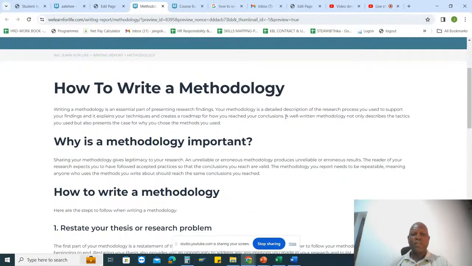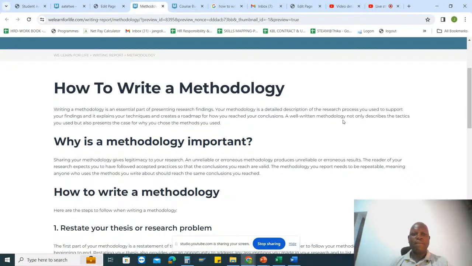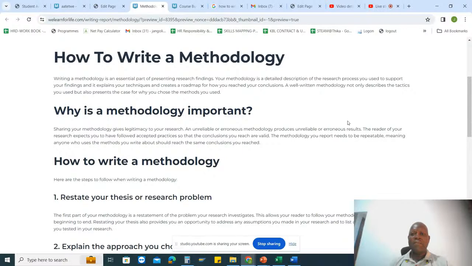Basically, a methodology is an essential part of research or a report. It gives a detailed description of what we've done, the process we used to support our findings. It also gives us a sneak peek of the roadmap that led us to conclude what we concluded. Therefore, methodology is important and it needs to be well written so that it describes the tactics that we use to present the case.